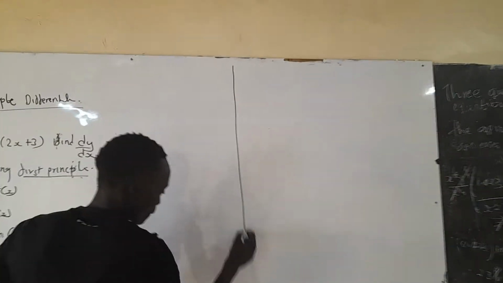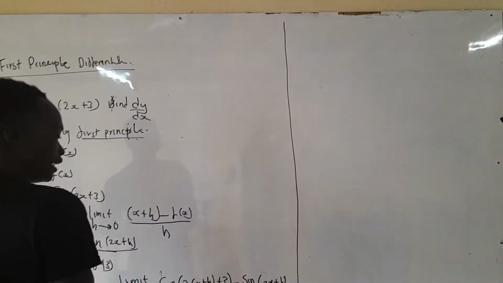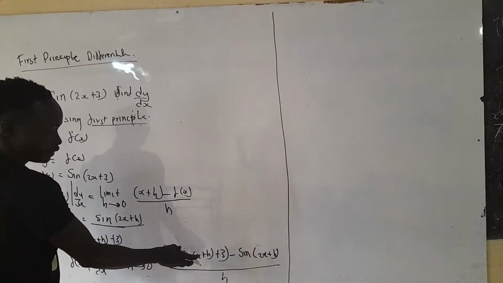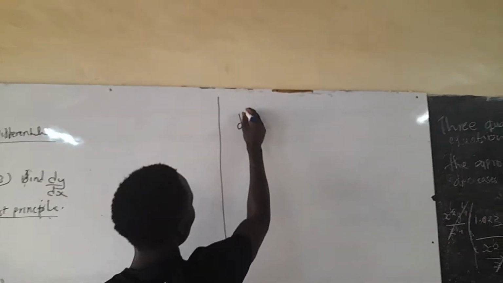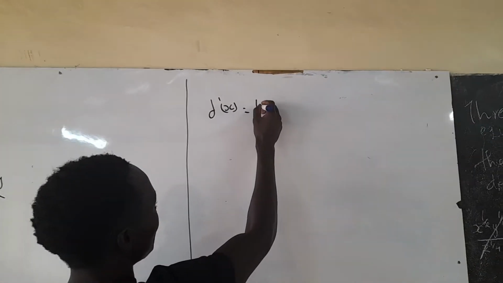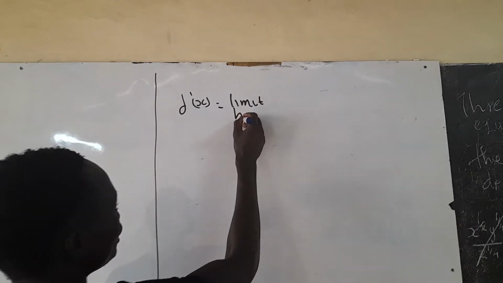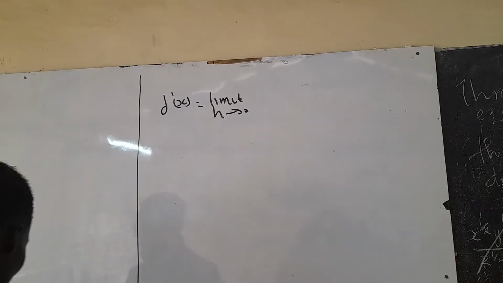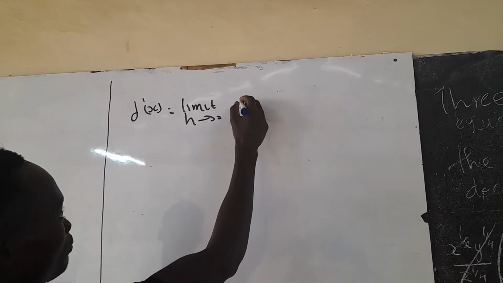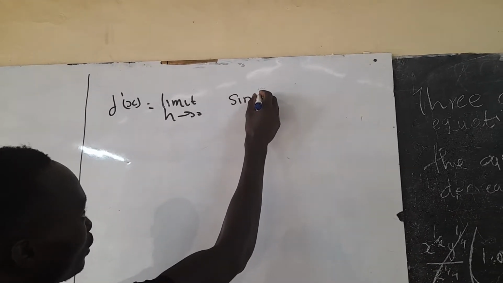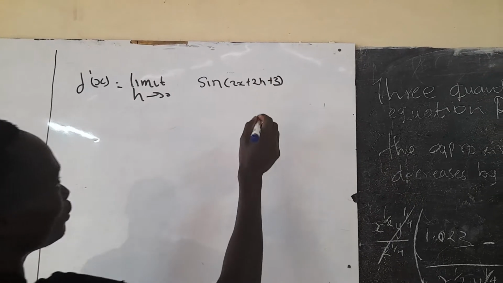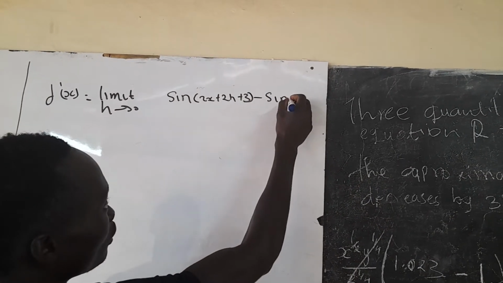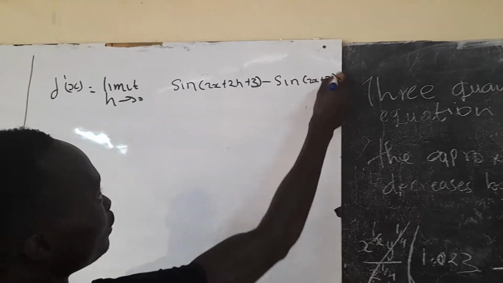Then, now if you look at this equation, you can try to open the bracket such that we'll have our f'(x), when the limit h is approaching 0, I will have sine into (2x + 2h + 3) minus sine into (2x + 3), all over h.